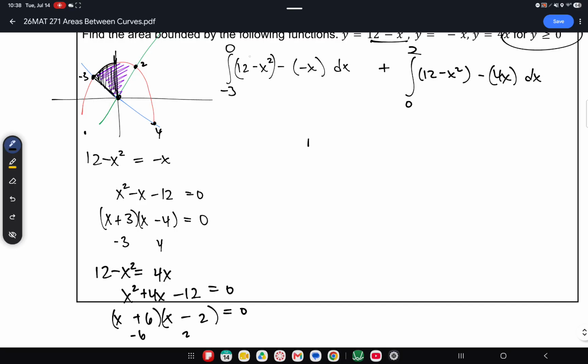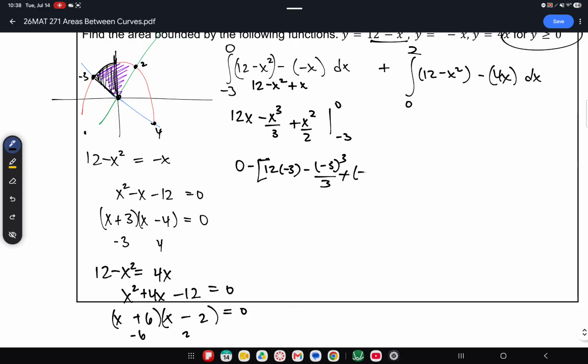And then we can evaluate this stuff. So I'll just do some side work here. 12 minus x squared, and this would really be plus x. So I'd have 12x minus x cubed over 3 plus x squared over 2, evaluated from negative 3 to 0. Actually, I'll just finish this one out. If I plug in 0 into all of these, I get 0. And now I want to subtract off if I substitute in negative 3. So 12 times negative 3 minus negative 3 cubed over 3 plus negative 3 squared over 2.